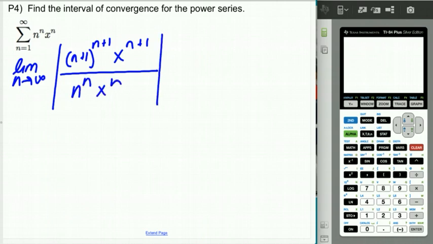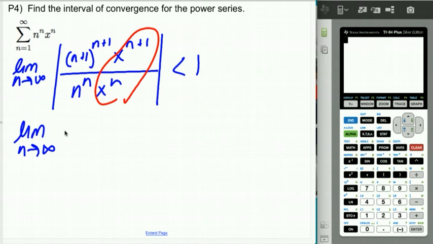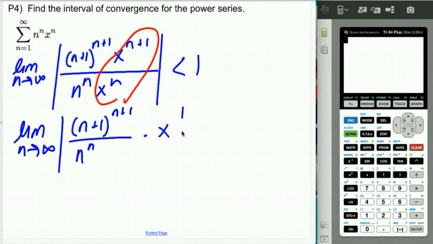So here's why this is tricky. These two, the n expressions, don't have the same base. So while these two can be combined to simplify, I can't do that with the n's. And that's a bit problematic. But we're going to talk about that in just a sec. So n plus 1 to the n plus 1 over n to the n, right? And then this will just be times an x is less than 1.